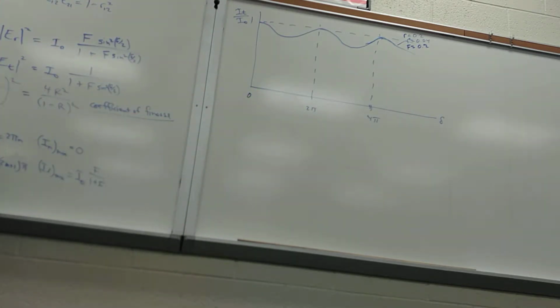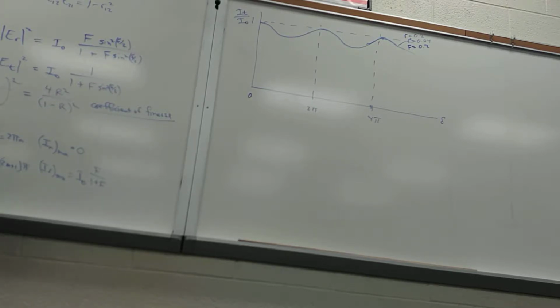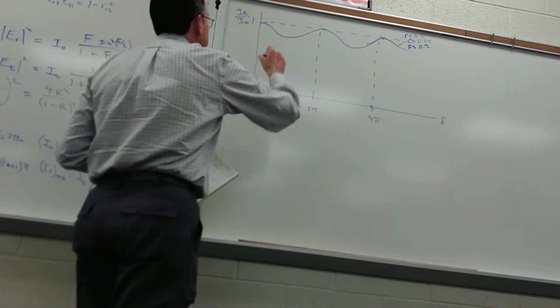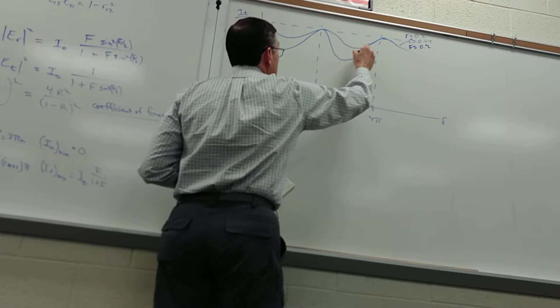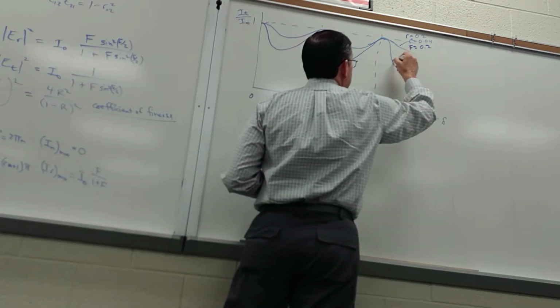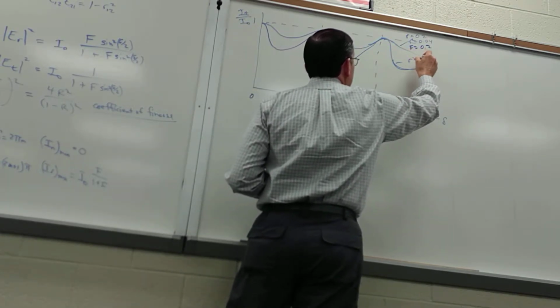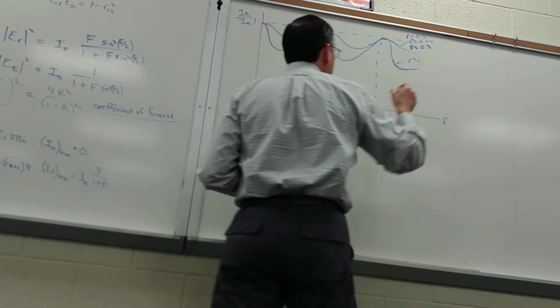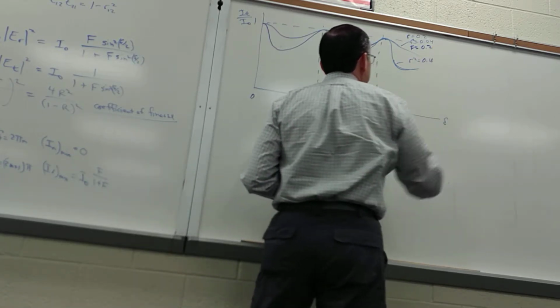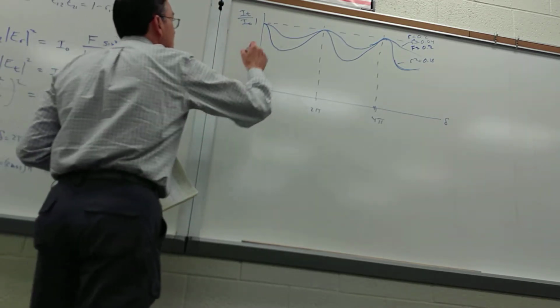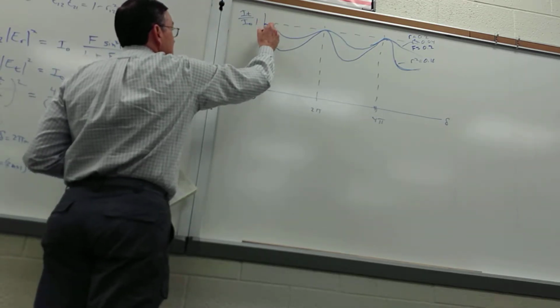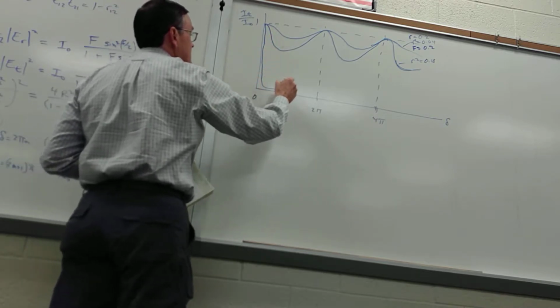And then if we increase the coefficient of finesse, meaning we increase the reflectance of a surface, then what happens is this starts to do this. So this is for an R squared of 0.18. And then as we increase it further, what happens is this comes down like this.